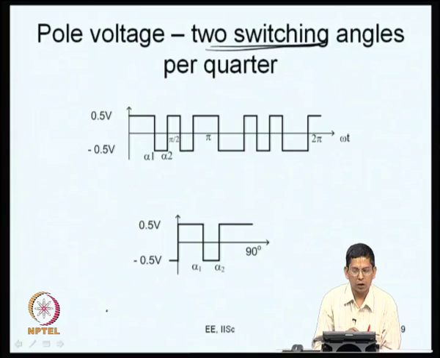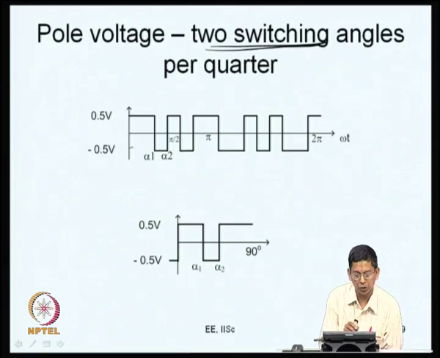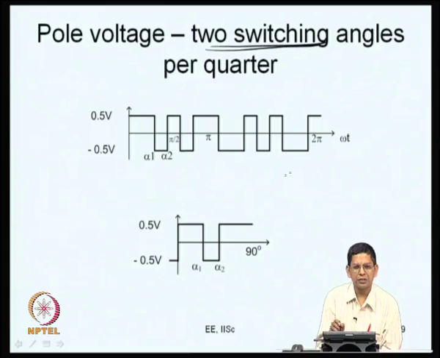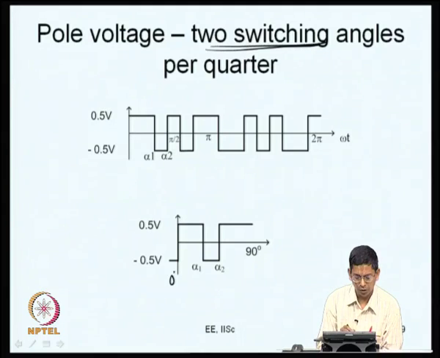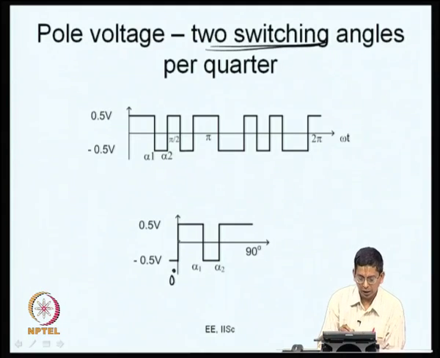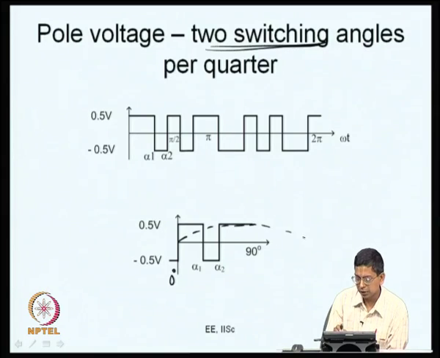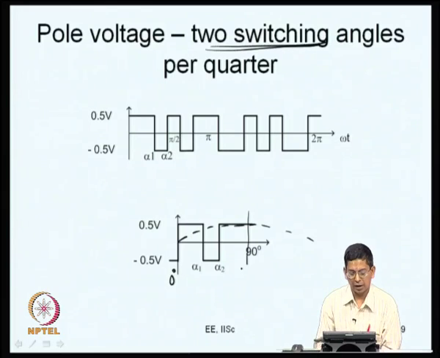For two switching angles in a quarter, the complete pole voltage waveform looks like this. This is something we saw in the last class. There are two switchings between 0 to 90, there is a notch. Because of half wave and quarter wave symmetries, it is unnecessary for you to draw the entire waveform. We can consider only the waveform from 0 degree to 90 degree, and its fundamental is something like this. This is at 90. So, you are considering a quarter cycle of this waveform.